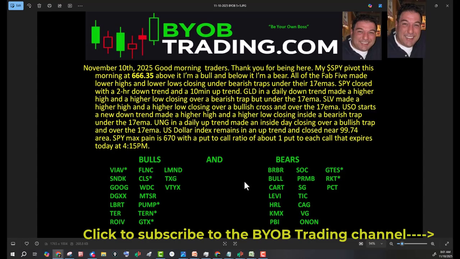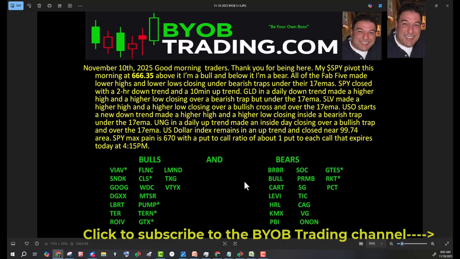Gold, in a daily downtrend, made a higher high and a higher low, closing over a bearish trap under the 17 EMA. Silver made a higher high and a higher low, closing over a bullish cross and under the 17 EMA. USO starts a new downtrend, made a higher high and a higher low, closing inside a bearish trap under the 17. UNG, in a daily uptrend, made an inside day. It's a lower high, higher low, closed over a bullish trap over the 17 EMA.